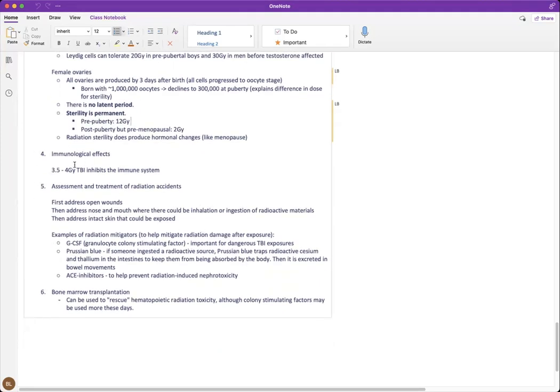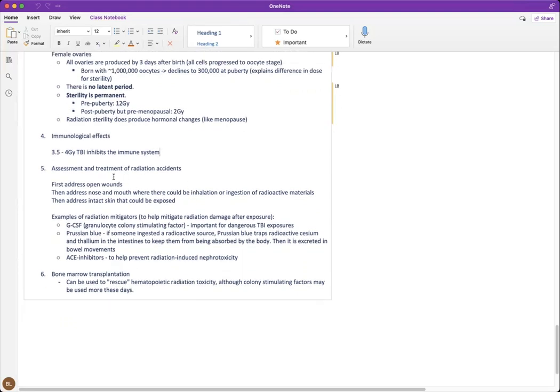Lastly, immunologic effects. So if you have TBI of 3.5 to 4 gray, that inhibits the immune system. You'll see that up in the figure earlier. Assessment and treatment of radiation accidents. This is also important. I think you'll get a question or two on this.